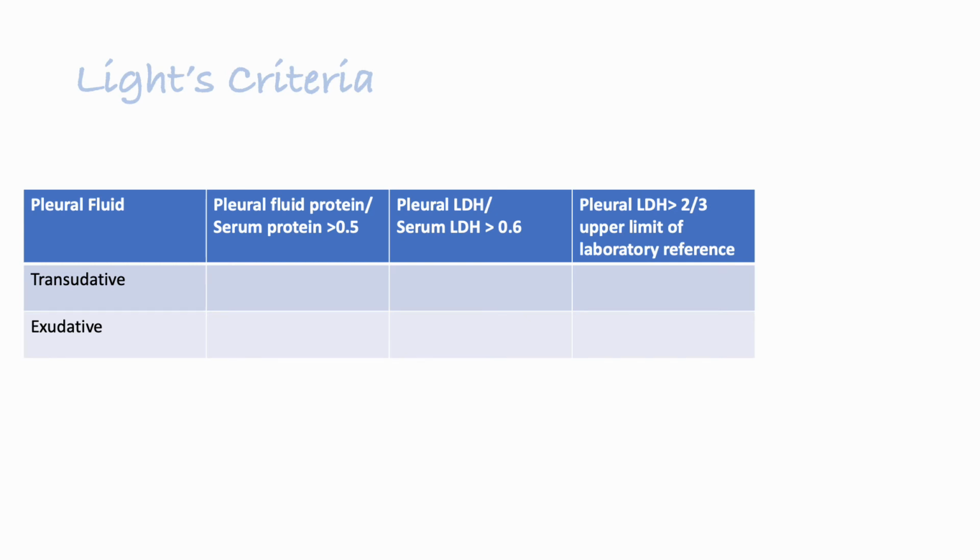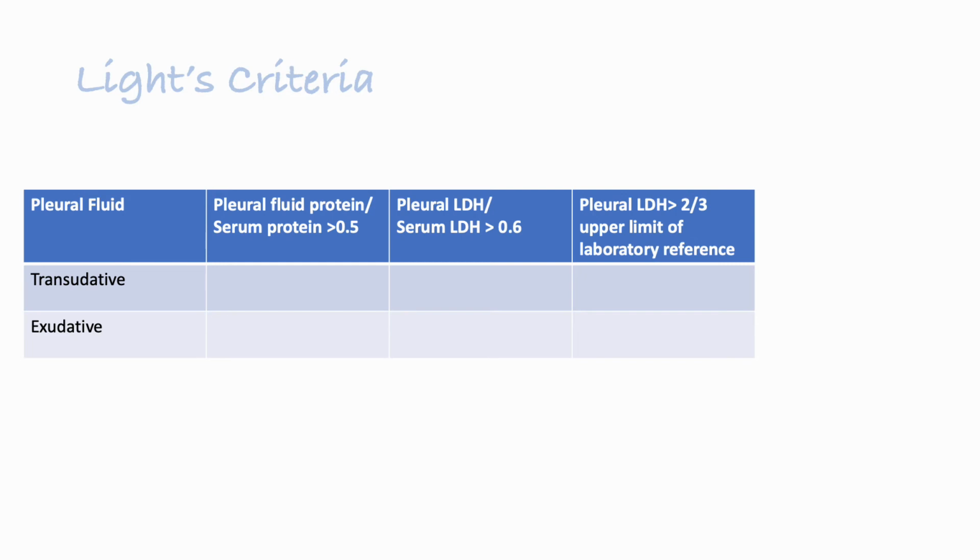Another helpful tool is Light's criteria. Light's criteria is taking the pleural fluid from the pleural space and looking at the LDH and protein count and comparing that to the LDH and protein count within the serum. How that is done is with a thoracentesis. I should add that a thoracentesis can both be a diagnostic and a treatment option.